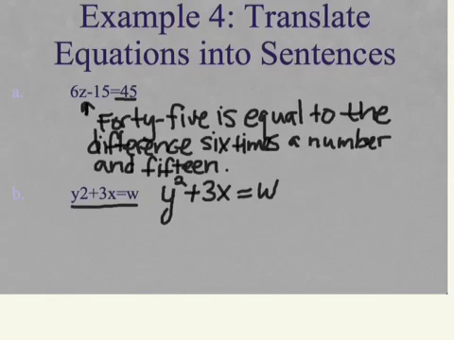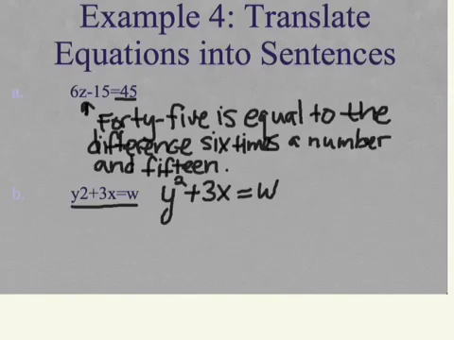And so that is one way that we can do this. There are a number of ways that it can be done. We could have said 6 times a number, take away 15 is 45. Or the product of 6 and a number subtracted by 15 is equal to 45. So there's a bunch of different ways, but that's just one way.